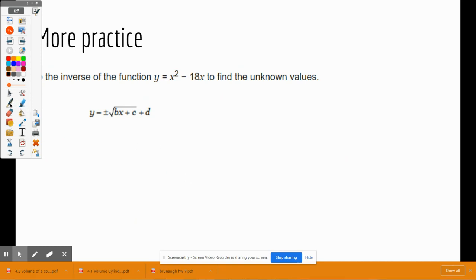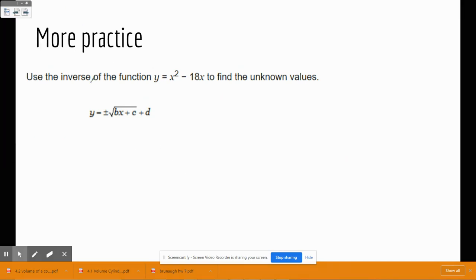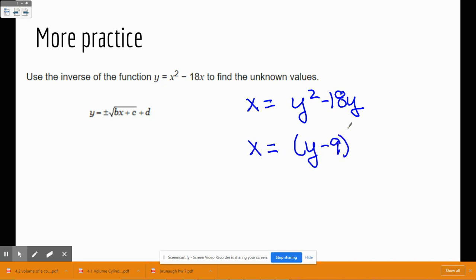Okay, so what is the inverse of this guy? They went to all the parts. They did not cut it in half, which is why there's a plus or minus there. So we need to switch the x and y. So it's x equals y squared minus 18y, and we're going to put it in vertex form so we can solve it. X equals, what is this closest to? It's a y minus 9 squared, which should put 81 in the corner. So to get to 0, I'm going to have to subtract the 81.